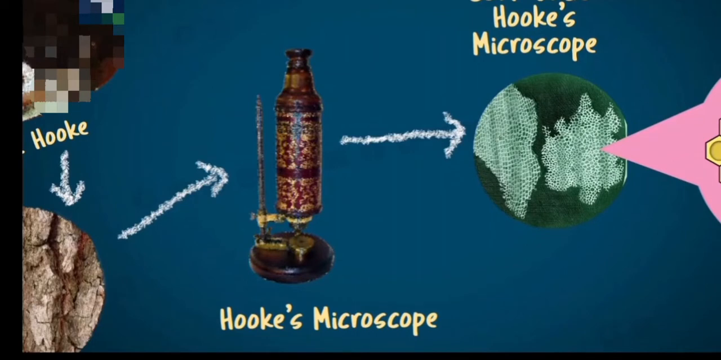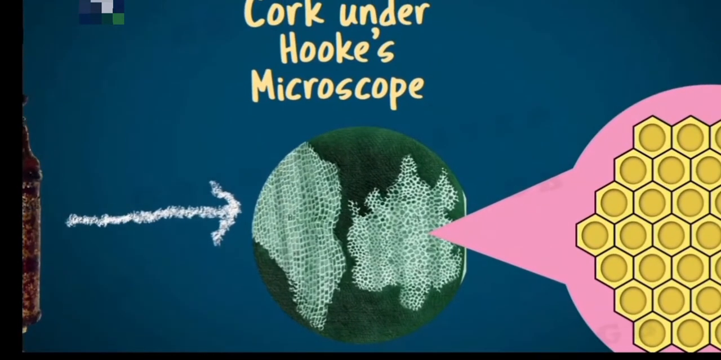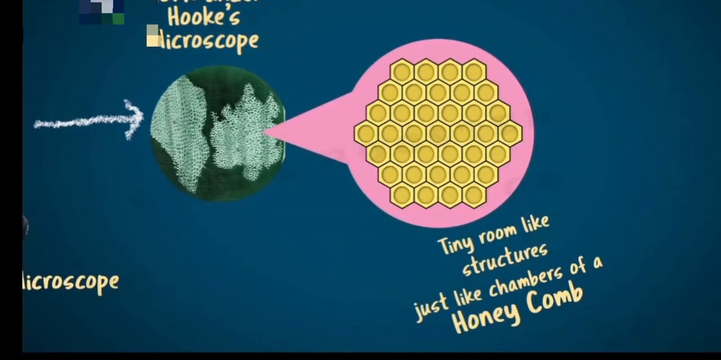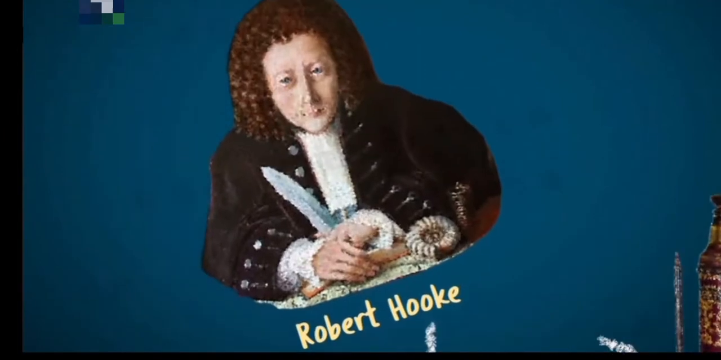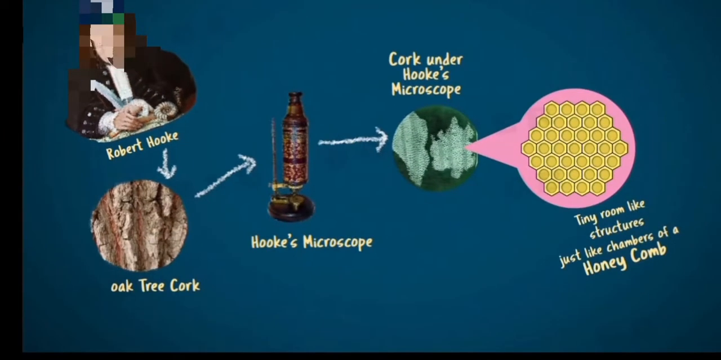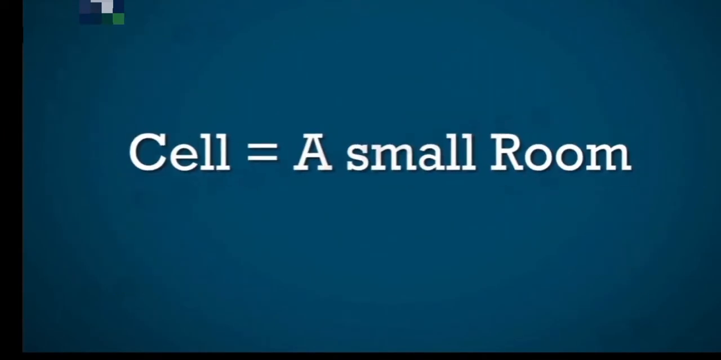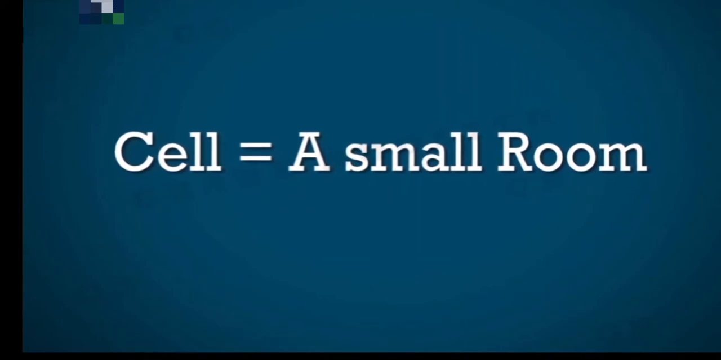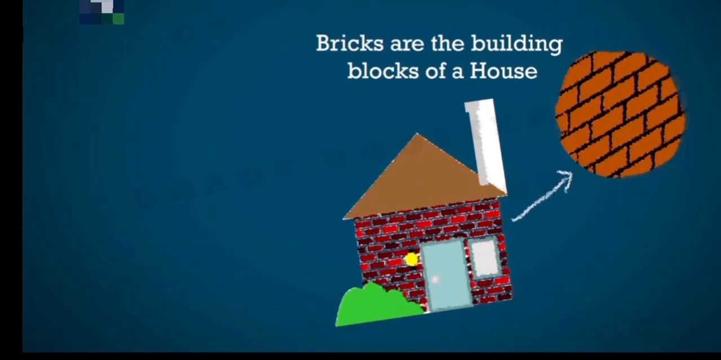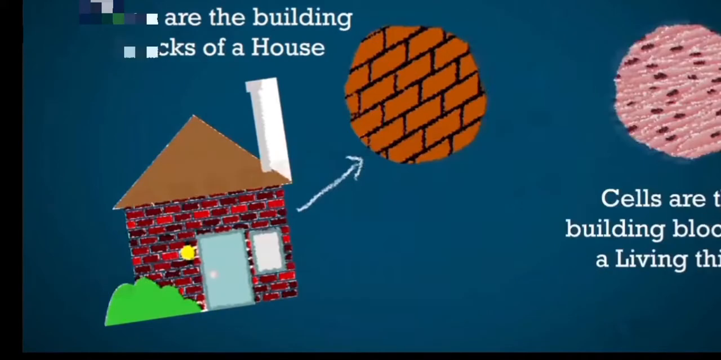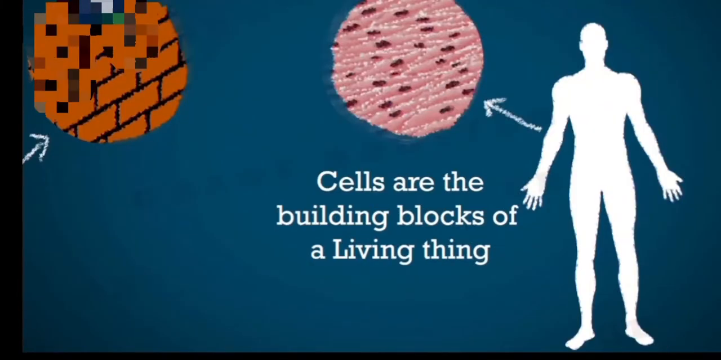He found small box-like structures. They were relatable to small rooms of a honeycomb. Robert Hooke called these boxes cells. The meaning of the word cell is small rooms. Cells are the building blocks of living things. All living things are made up of cells.